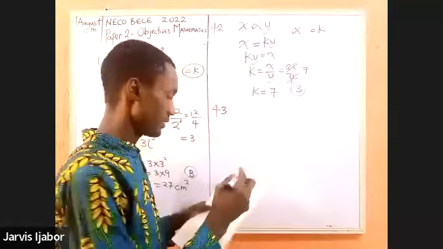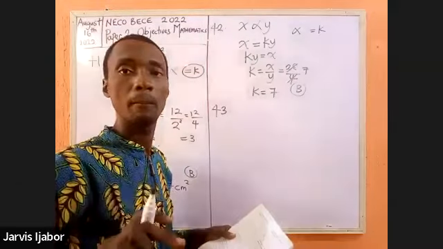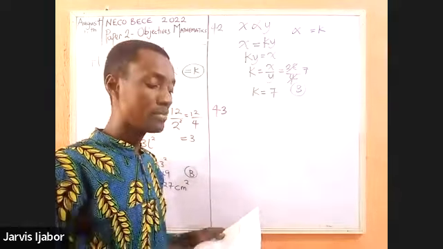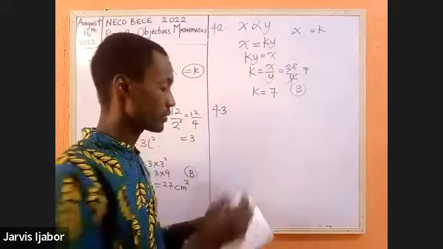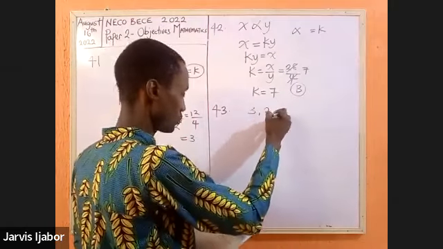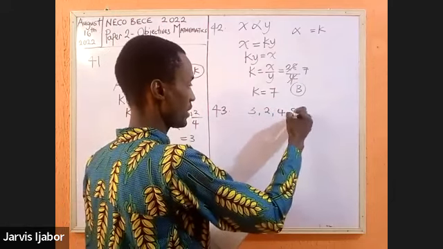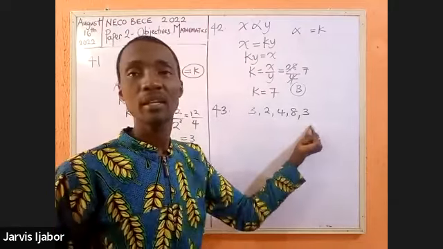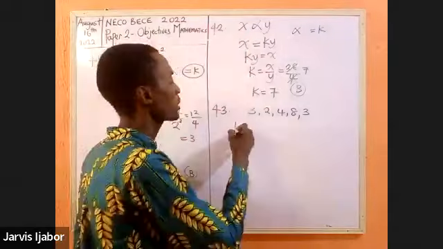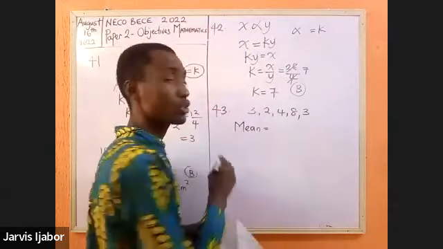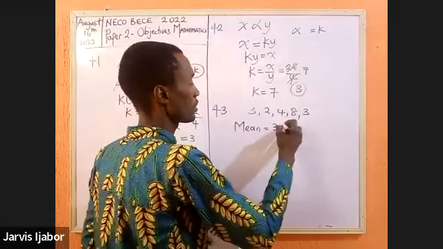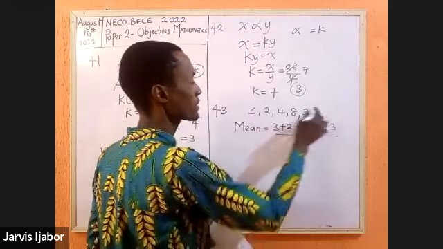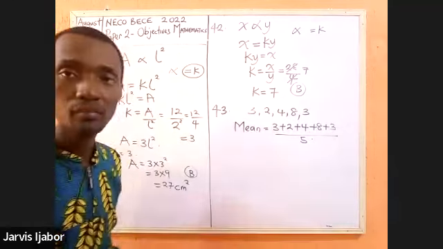It says find the mean of the following sets. Find the mean of the following set of numbers. I have 3, I have 2, I have 4, I have 8, I have 3. Now, the first thing I want to take note of is I have 5 numbers. That corresponds to the frequency. So because what I'm dealing with, there are not so many, I can just simply say that mean is equal to 3 plus 2 plus 4 plus 8 plus 3 divided by how many numbers I can see. That is 5.